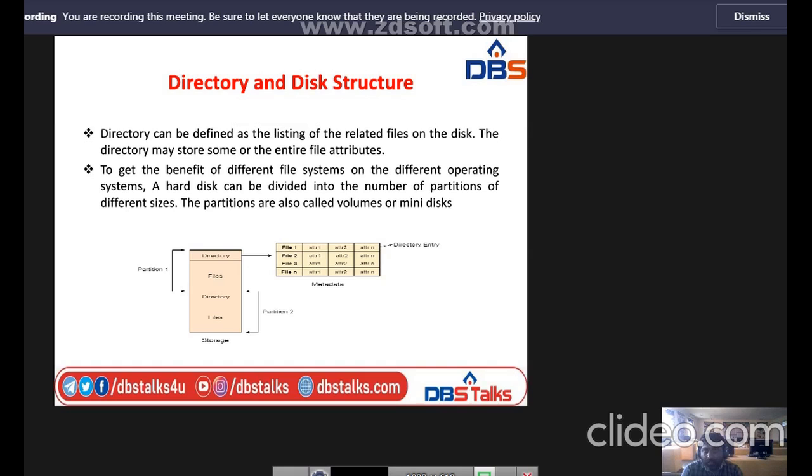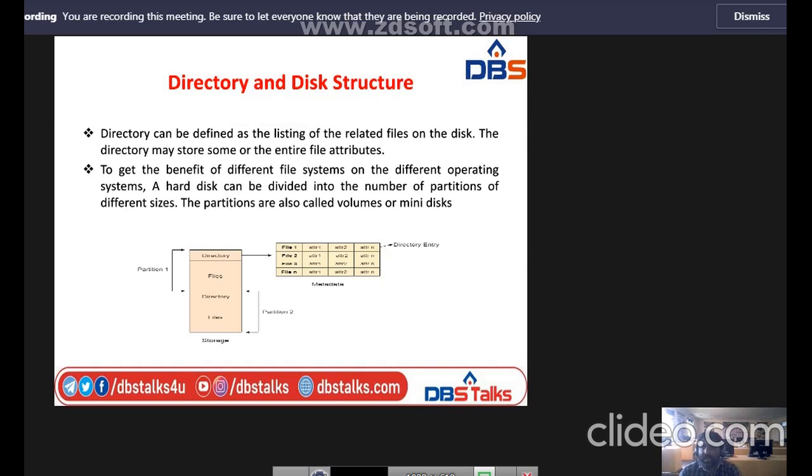Here each partition may have at least one directory in which all the files of the partition can be listed. A directory entry is maintained for each file in the directory, which stores all the information related to that file. If you see the representation, we have file 1, file 2, file 3 and so on, file n. So different directories are there. For partition 1 we have one directory, and in that directory we have different files. Again, partition 2 has a directory, and in that directory we have different files. So this is the representation of the directory.